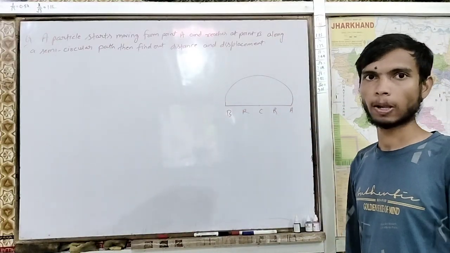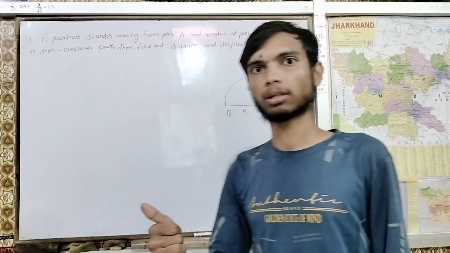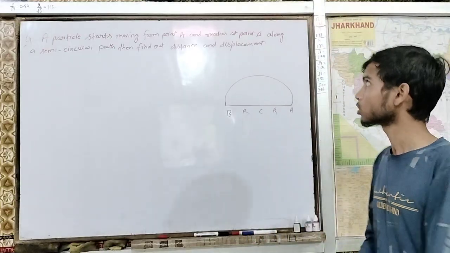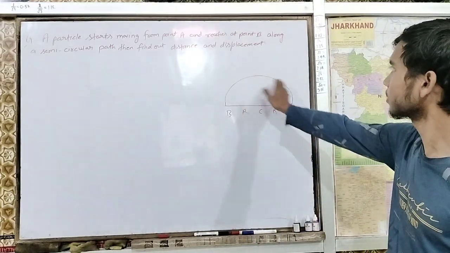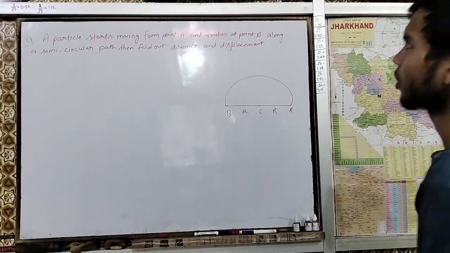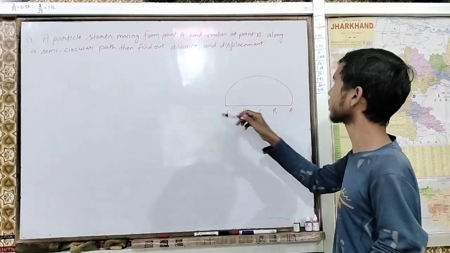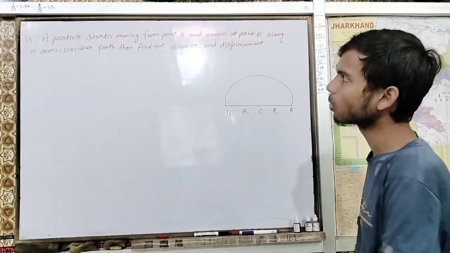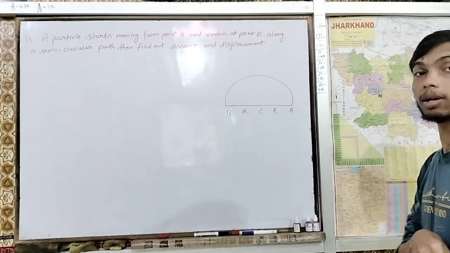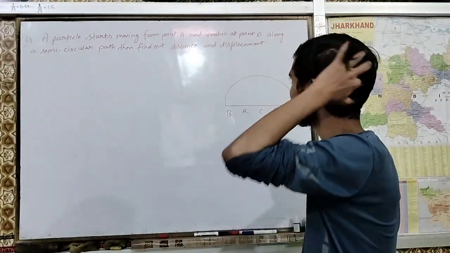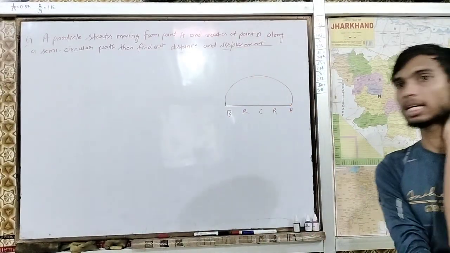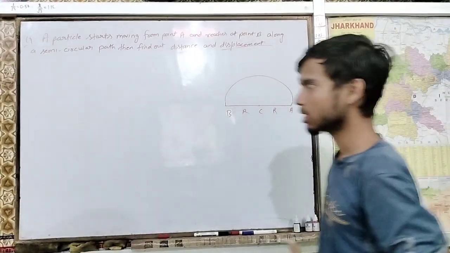It is very basic. This tells about displacement and distance. Just understand this is the actual path, and this is the shortest path for displacement. Now, it is starting from here and reaching this point along a semicircular path. It is not a complete circle. Then find out the distance and displacement.